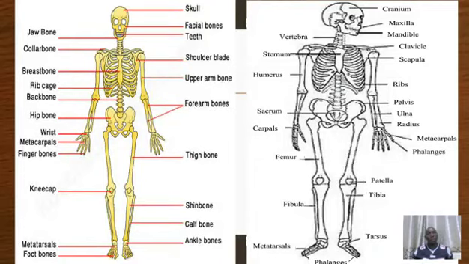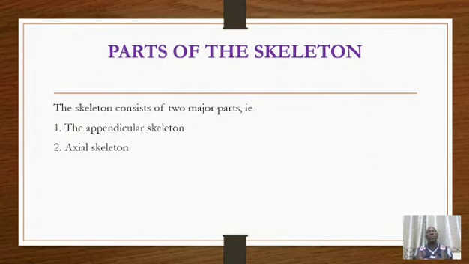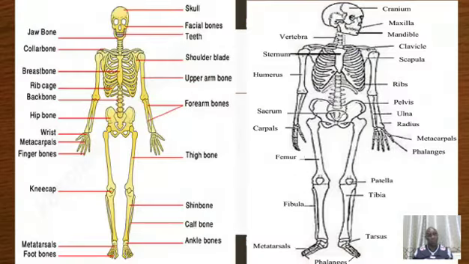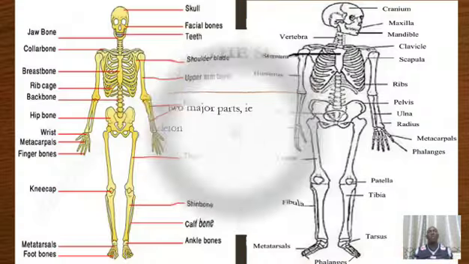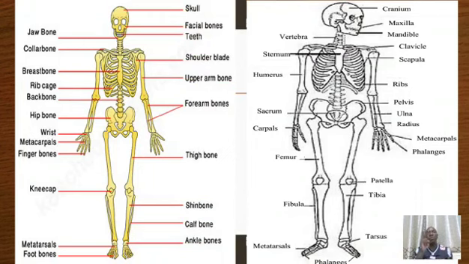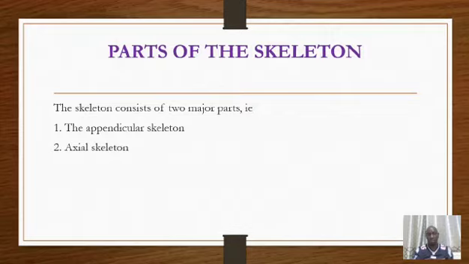Okay. We continue looking at the skeleton. Now, the skeleton comprises two major parts. We have what we call the appendicular skeleton and the axial skeleton. The whole skeleton, we divide into two components. So when you look at it, there are some parts that make up the appendicular, but there are other parts that make up the axial.